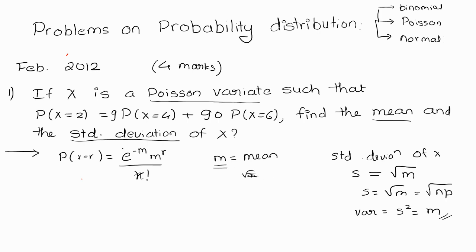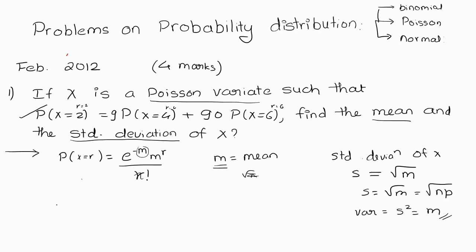Okay, so now for finding these values, what has been given is this equation. This is p of x is equals to 2. Now x is equals to 2 means what? My r value is 2 here. In this case my r value is 4. In this case my r value is 6. Okay, the rest is unknown, that is my m value is unknown, and we need to find it using this equation.